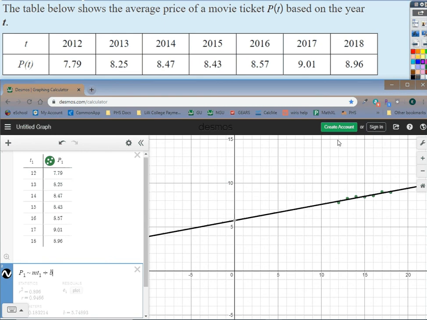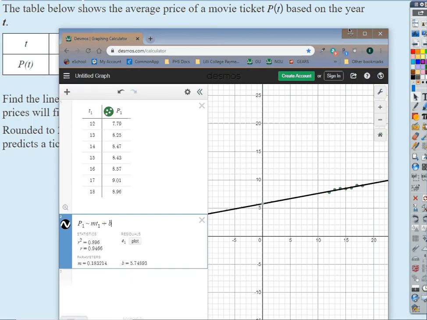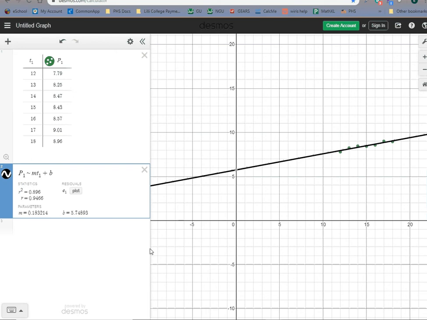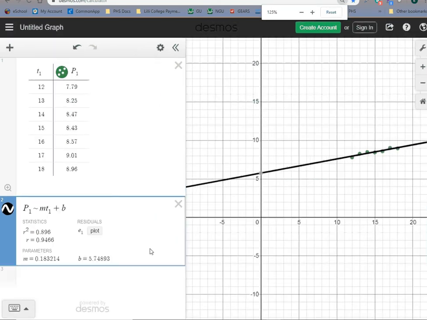Now look what it does. It does something truly amazing here. It's going to take all that data that we just input. Let me make that a little bigger so you can see that. How do you do the sub thing? The sub thing, so if I just type P and then a 1, it knows to put that as a subscript, okay? That's the pattern Desmos follows.